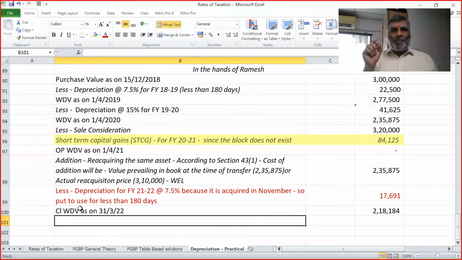As per books of account, you will claim for 3 lakh 10,000. You would have recorded the value at 3 lakh 10,000 and claim. When it comes to the income tax adjustment statement, addition to asset will not be 3 lakh 10,000, it is 2 lakh 35,875. The mismatch in depreciation, the deferred taxes, etc.